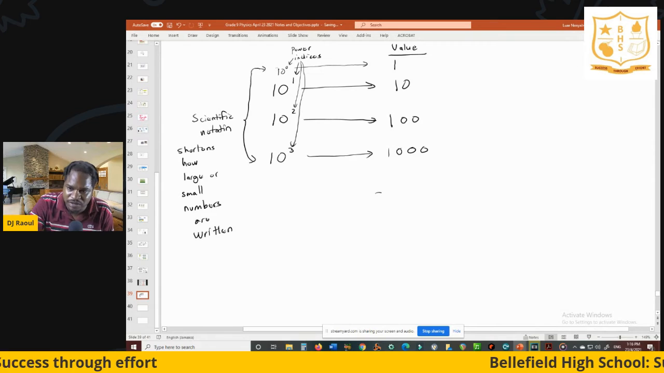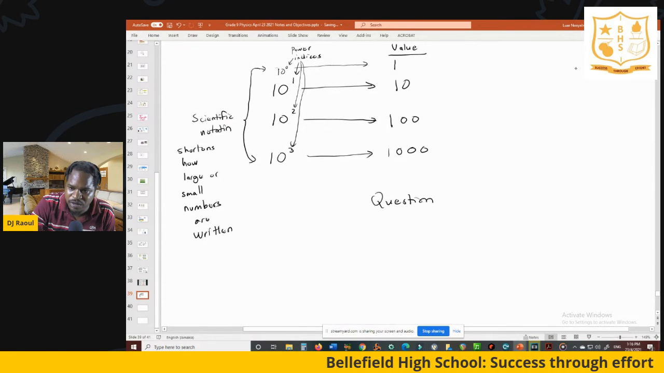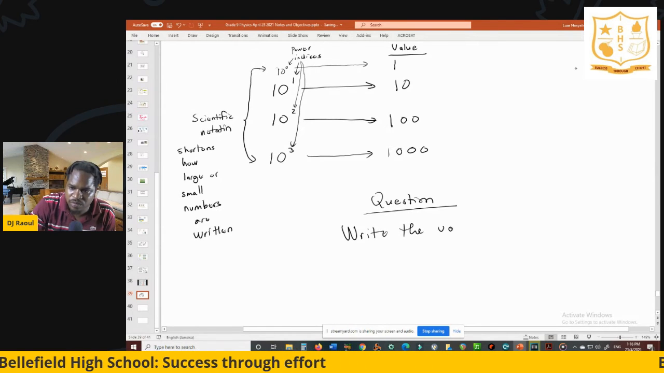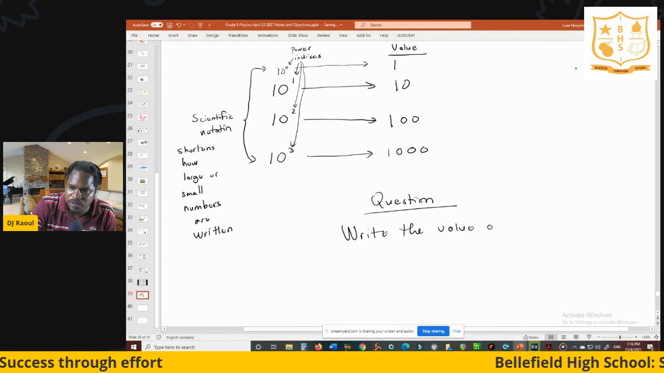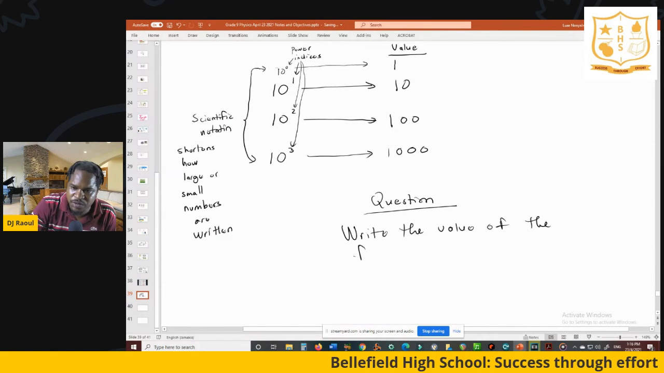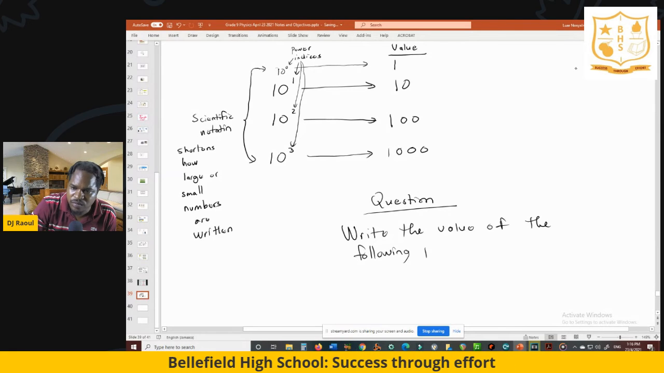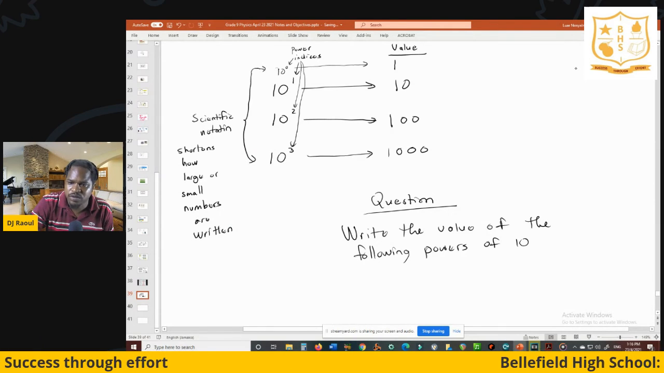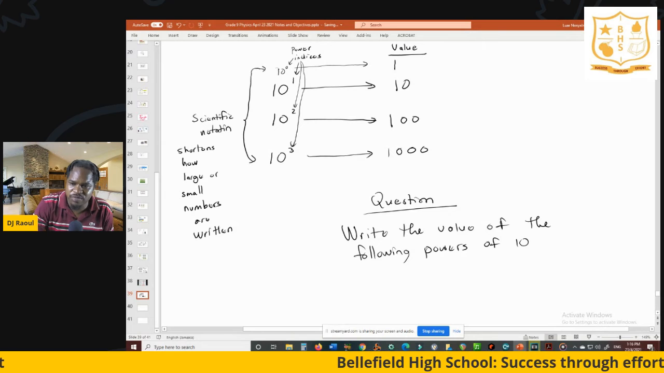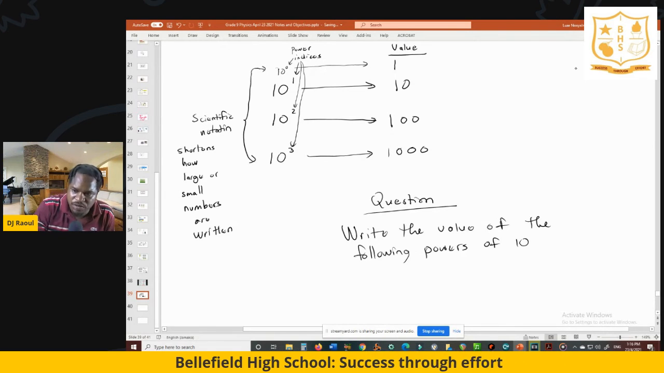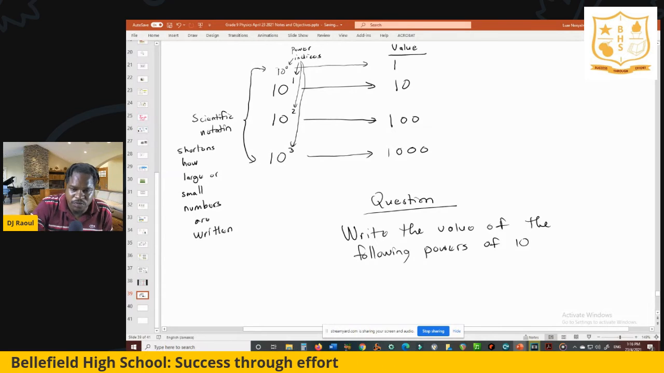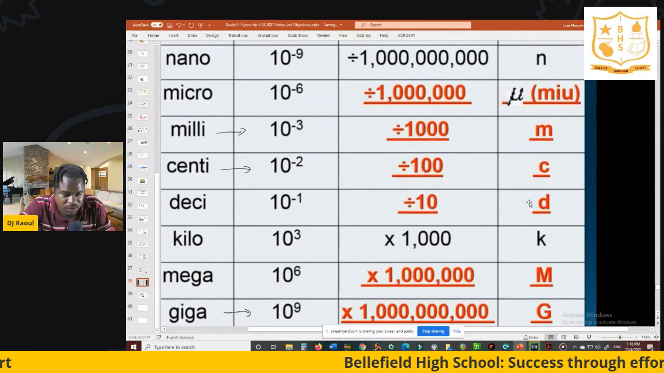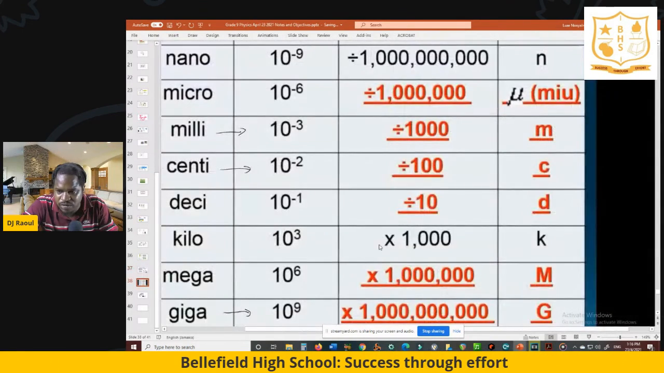And my question to you is this. I'm going to leave you with this one. Write the value of the following powers of 10. And then of course, remember that the values are given names. So the powers of 10 are given names. If we go back to the previous slide, we'll see that 10 to the 6 has a name. We need to know those names. So let's go back to this now.